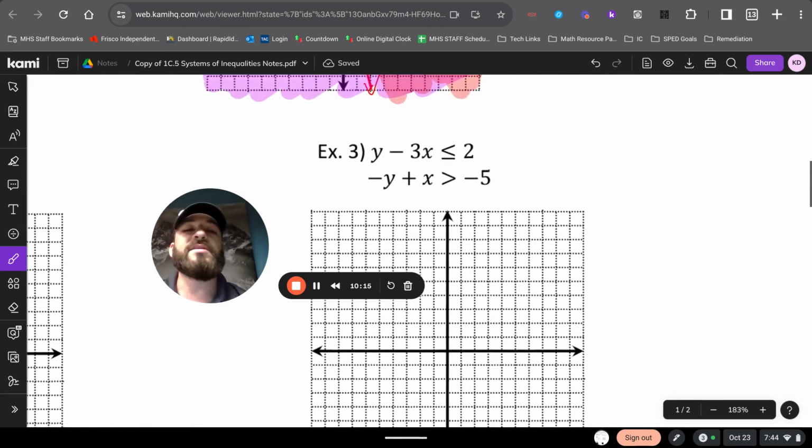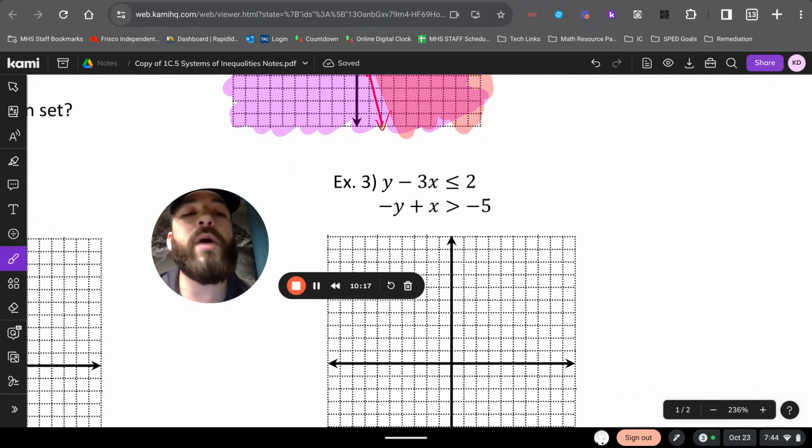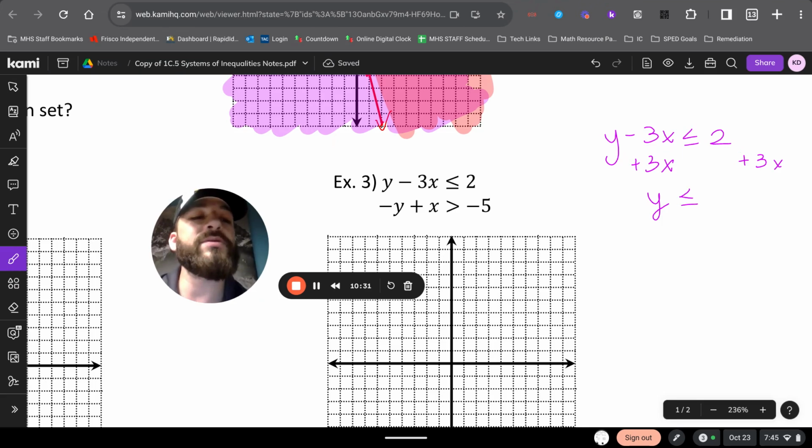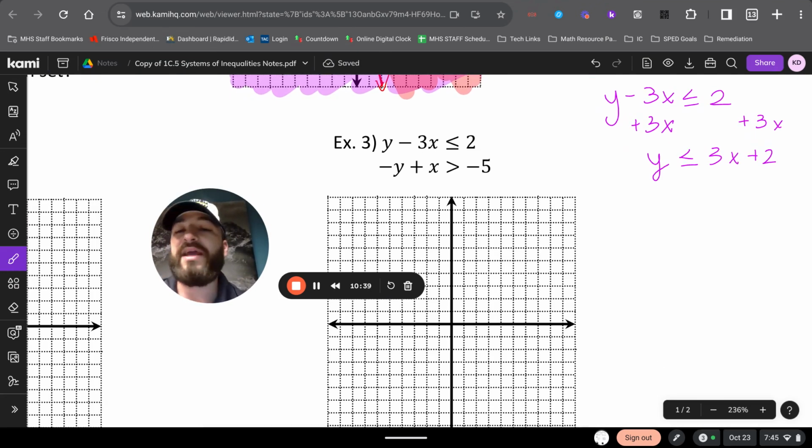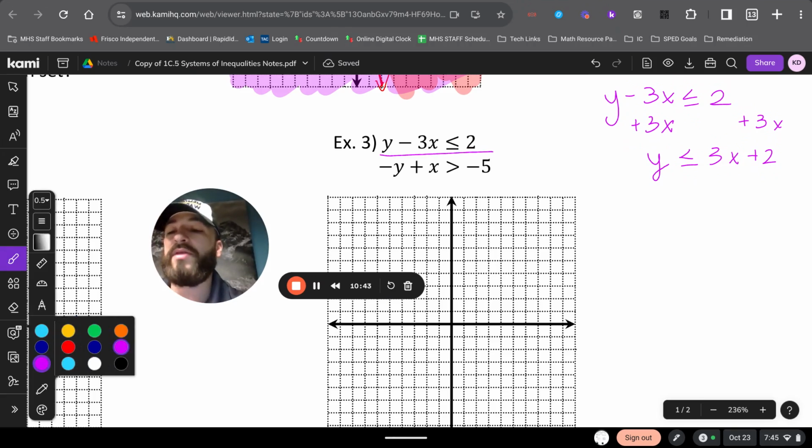So taking our first equation, y minus 3x is less than or equal to 2. I need to isolate that y, so I can add 3x to both sides. And we get y is less than or equal to 3x plus 2. So a nice and simple equation that I can now use to actually graph. Now for our second graph, our negative y plus x is greater than negative 5.